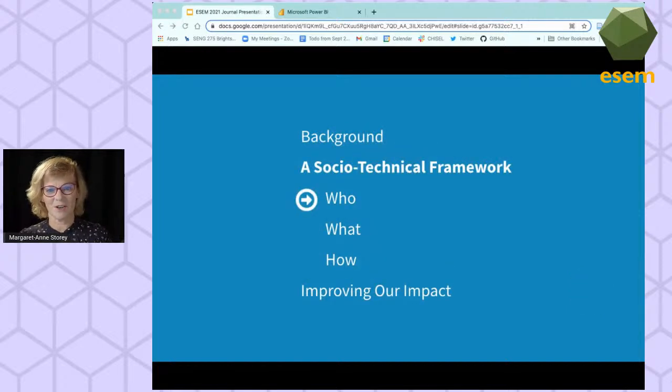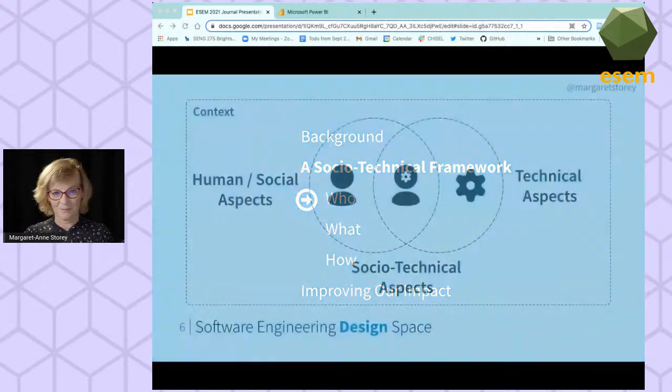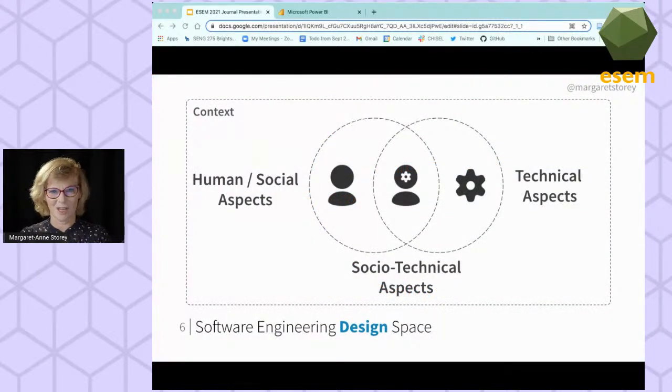So first, let me start off with the who and who we aim to benefit through the research that we do. Software engineering is socio-technical. I think we all know that these days. Some of our contributions may entirely be related to improving technical aspects of the code that we write or the tools that we use, or solely to human aspects. But most of the time, our research at some point is likely to bump into this intersection between the two.